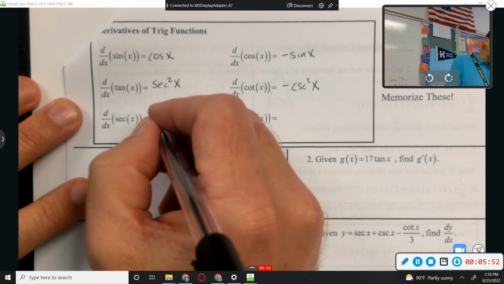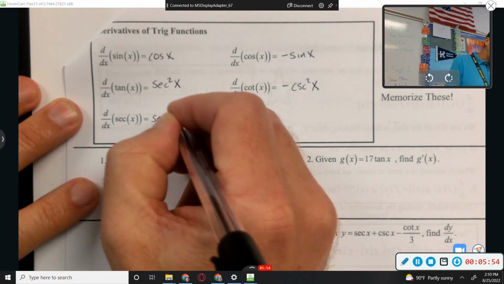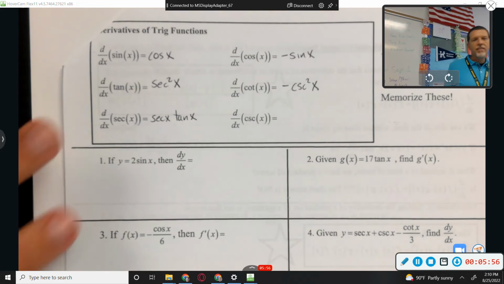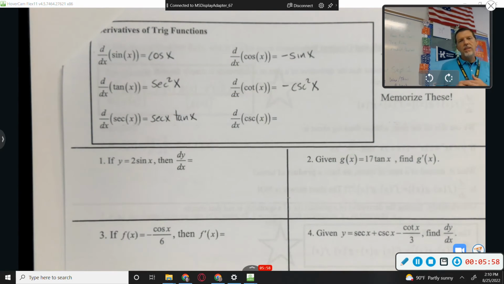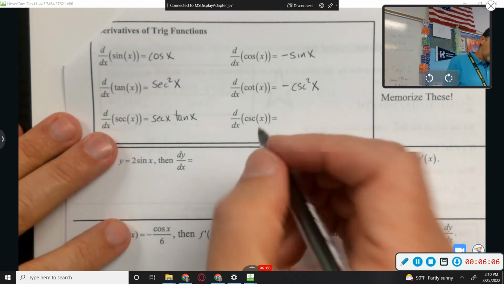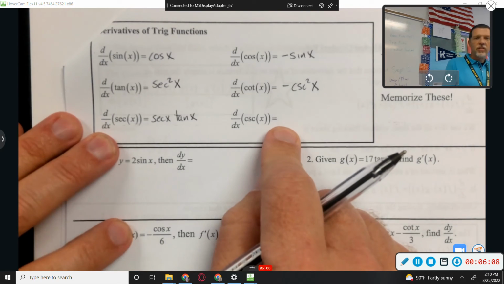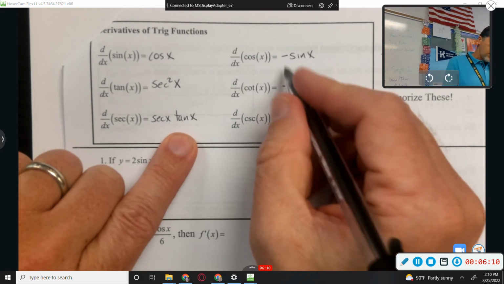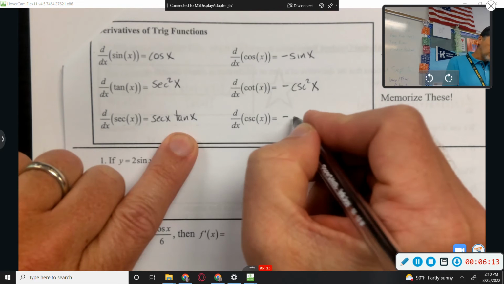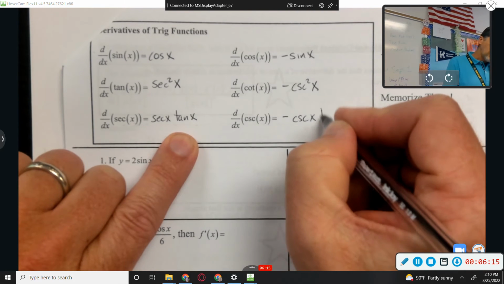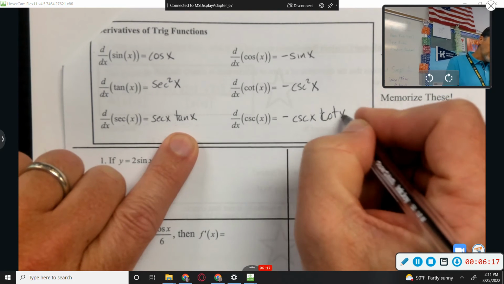Derivative of secant is secant x tangent x. And again, why that is, we can explain it, but it's better to just know it. And you could probably guess this last derivative. Cosecant plus cotangent? So negative cosecant x cotangent x.